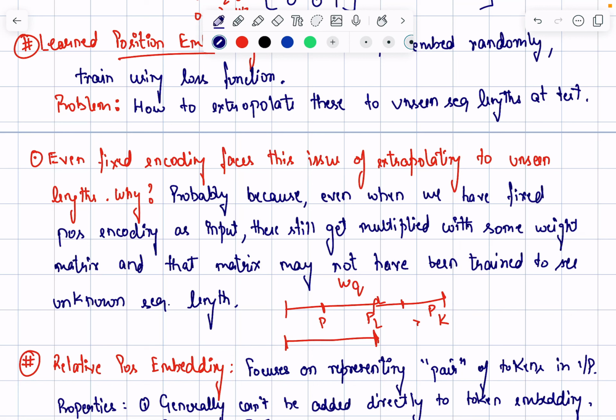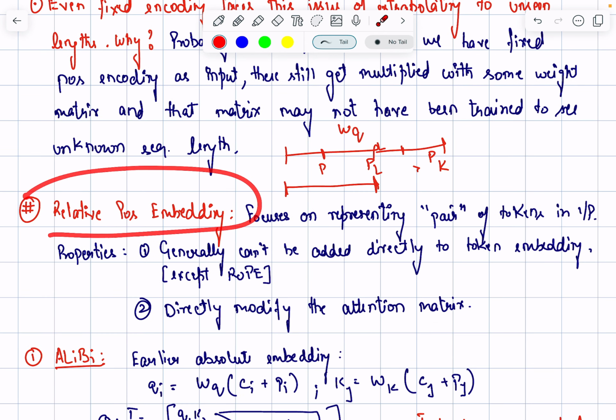Today is day 6 of the 75 Hard research challenge, and I'm going to review what I studied yesterday, on day 5 of this challenge. Last time we saw what absolute position embeddings are in transformers. Today we are going to look at what relative position embeddings are in transformers.